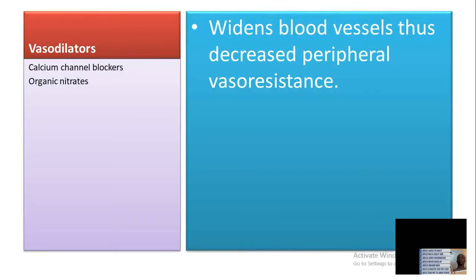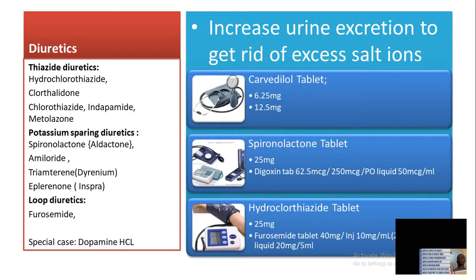We have vasodilators, which are calcium channel blockers and organic nitrates. Calcium channel blockers, as we saw earlier, we have examples of calcium channel blockers. We can speak of carvedilol, labetalol, and when you get to organic nitrates, you can speak of minoxidil, you can speak of nitroglycerin. All these help in relaxation, and that is dilation of the vessels, which leads to decrease in blood pressure. That is, they widen blood vessels, thus decreasing peripheral vascular resistance. We get to diuretics.